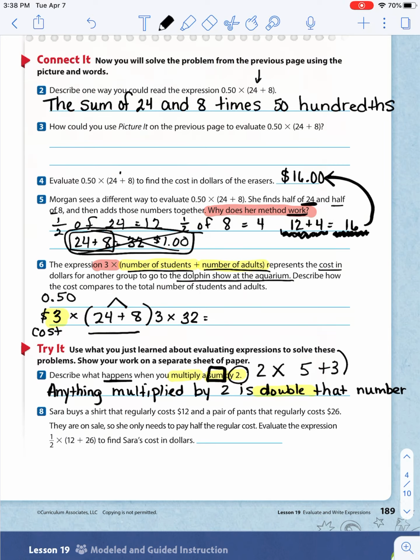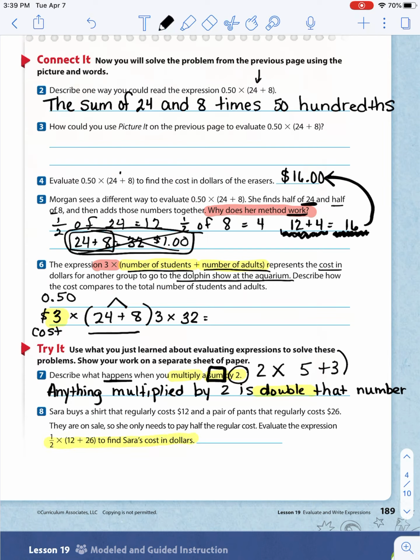All right, number 8. Sarah buys a shirt that regularly costs $12 and a pair of pants that regularly cost $26. They are on sale, so she needs to pay half the regular cost. Evaluate the expression 1/2 times (12 plus 26) to find Sarah's cost in dollars. Okay, they did you a favor, boys and girls. They gave you the equation.